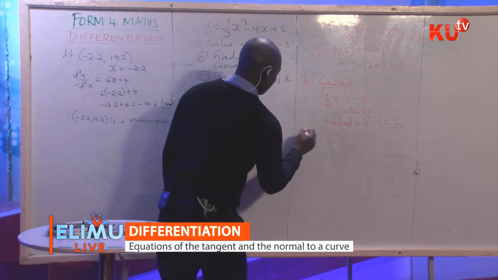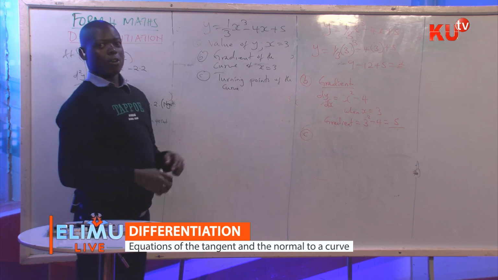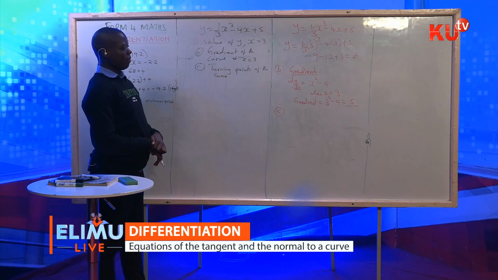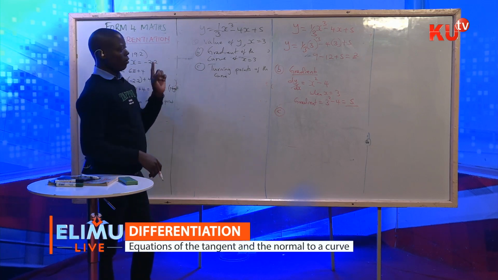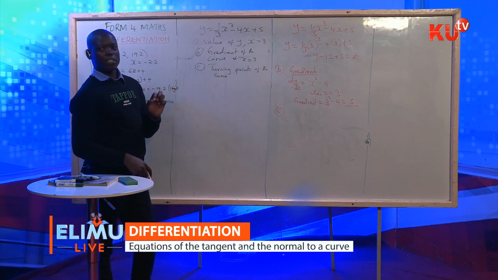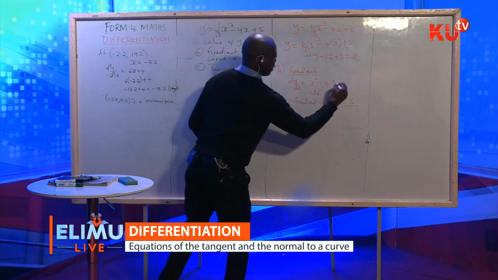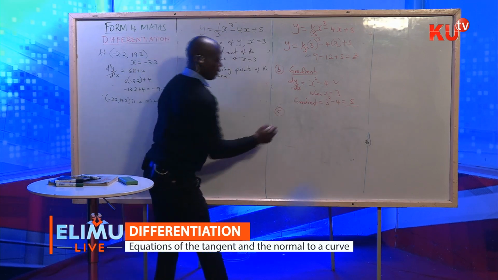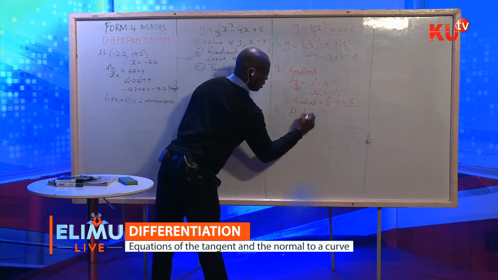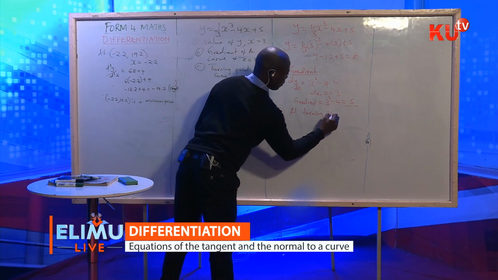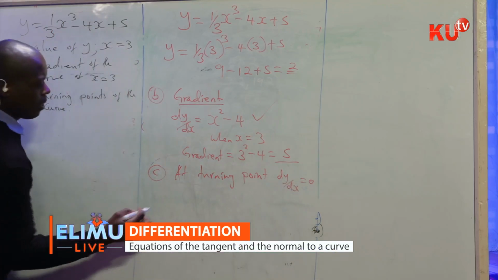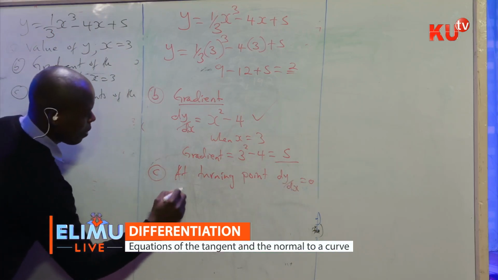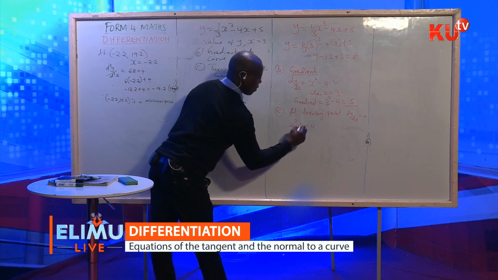And finally, part C, the turning points of the curve. To get the turning points, we've said you get the turning points by differentiating and equating to 0. We've already differentiated. This is the derivative. So at the turning point, dy/dx is 0. Therefore, it means x squared minus 4 is 0.